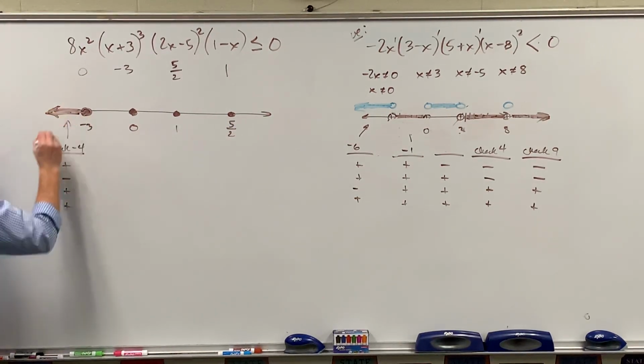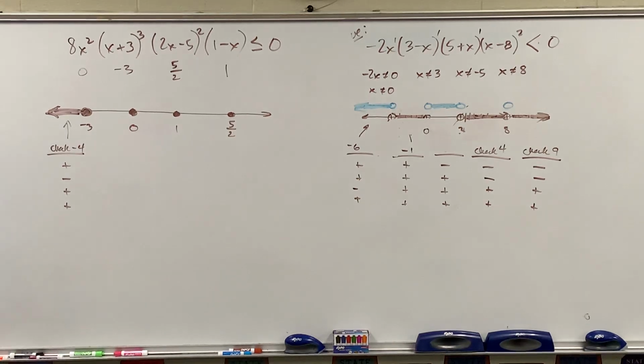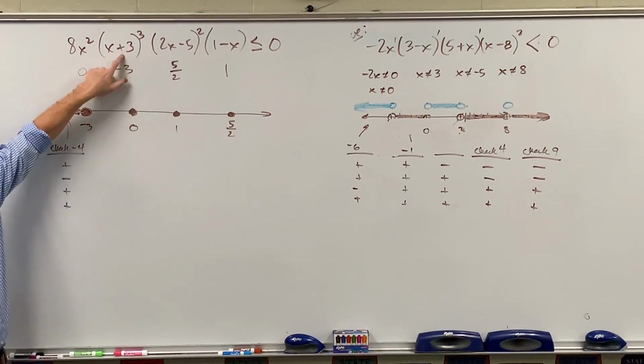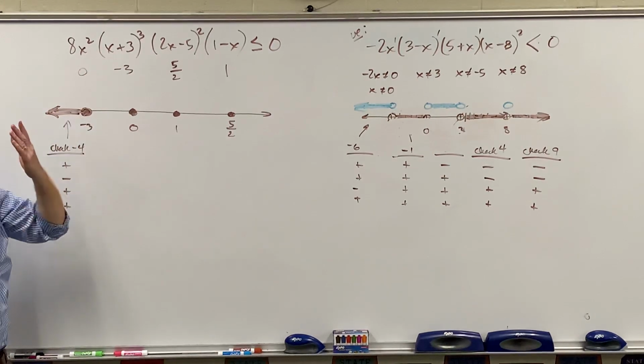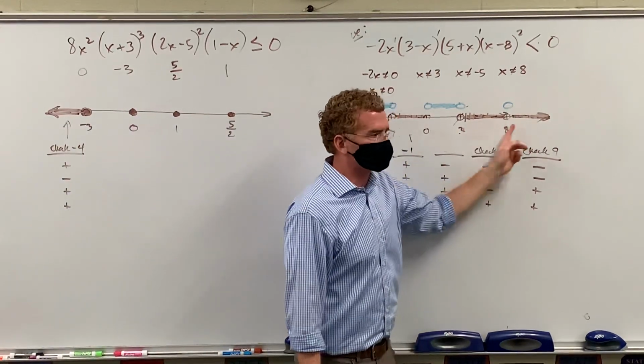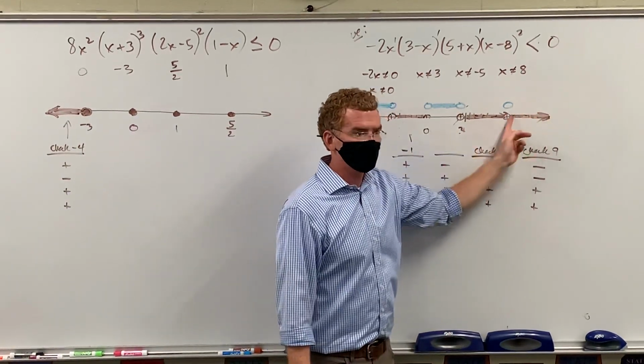Now here's where you can get really clever and never check another number. What do you know about -3? It came from a what? What kind of root? Even or odd? An odd root. Now at odd roots, do you bounce? No. The only time I can get the same thing shaded on either side is if it's even.